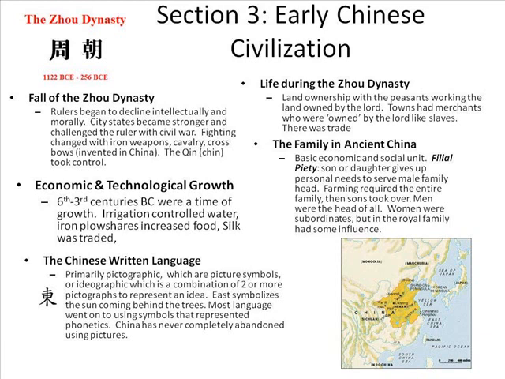The family in ancient China was the basic economic and social unit. Filial piety: a son or daughter gives up personal needs to serve the male family head. I kind of like this idea, I think. What do you guys think? Well, you probably don't like it right now because you're not in charge of your family, but coming at it as a parent sounds pretty good.